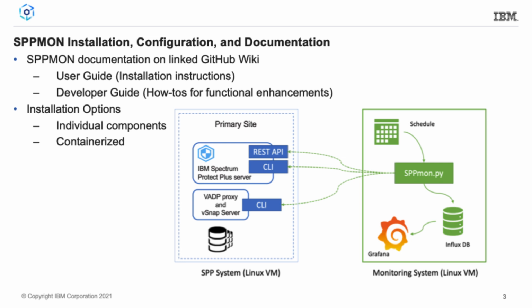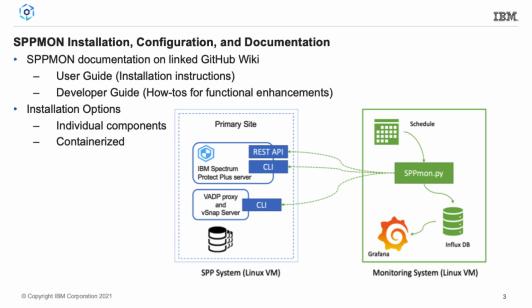The documentation does specify two installation options. One is just individual components. So basically you deploy a monitoring system and you go out there and install Grafana, the InfluxDB, and this SPPMON Python code, and then use it to query the Spectrum Protect Plus infrastructure. Or you can also do this containerized, where all of this infrastructure is run on Docker containers on a Linux system. And you go out there and query the Spectrum Protect Plus environment using those Docker containers.